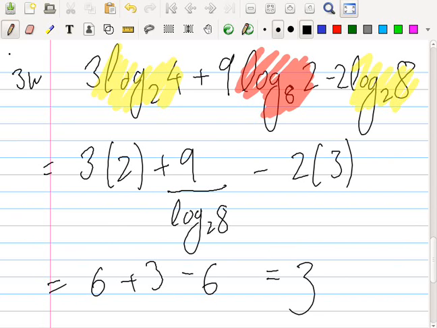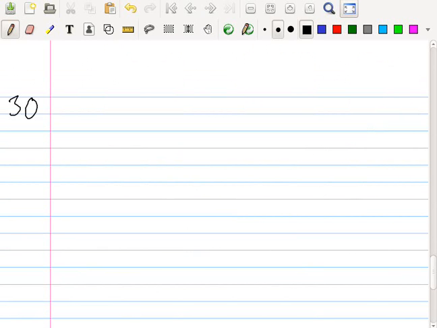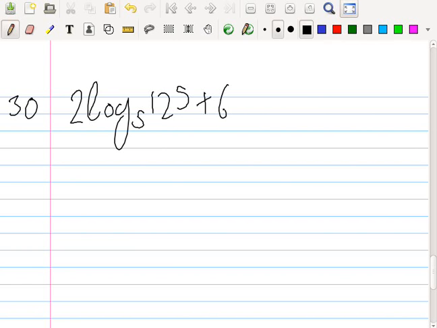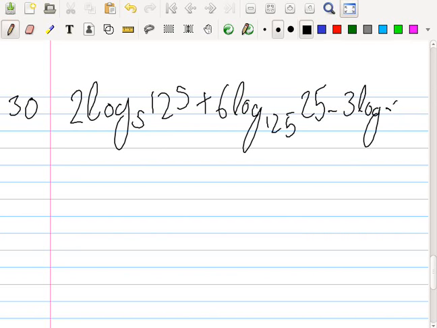3O looks like it's a little bit more difficult than this one. Okay, so 3O now. 2 log 5 125 plus 6 log 125 25 minus 3 log 525.